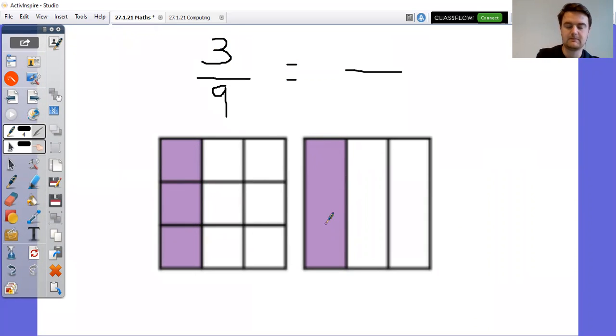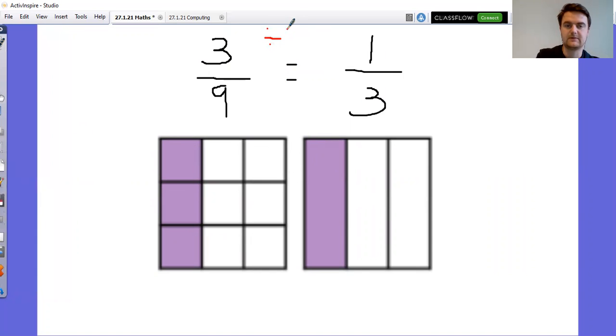Now for my second shape, my whole has been split into 1, 2, 3 equal parts, and one of those parts has been shaded in. Now I have a look at my equivalent fractions. To get from 3 to 1, I have to divide by 3. I'm slowly getting better at using the mouse for this. And to get from 9 to 3, I also have to divide by 3. So I can see that that has worked.